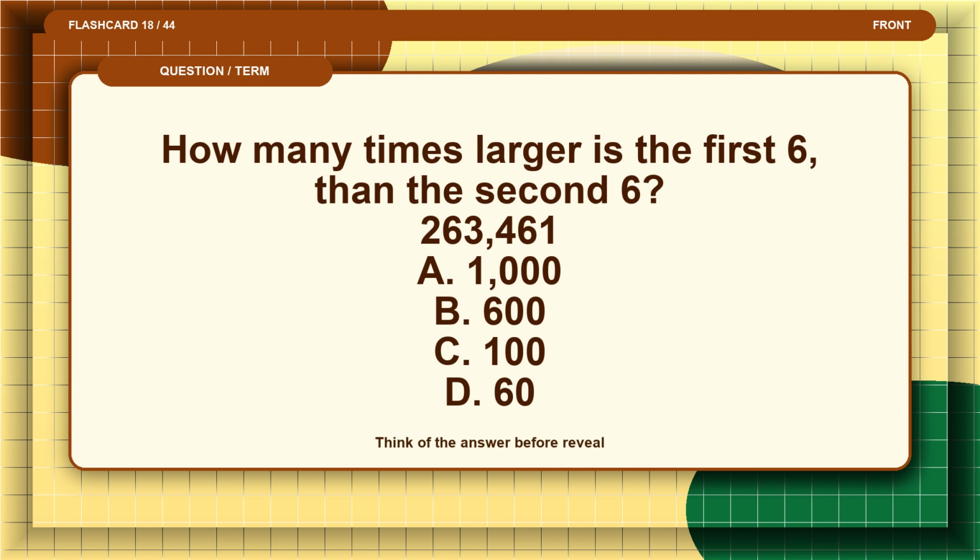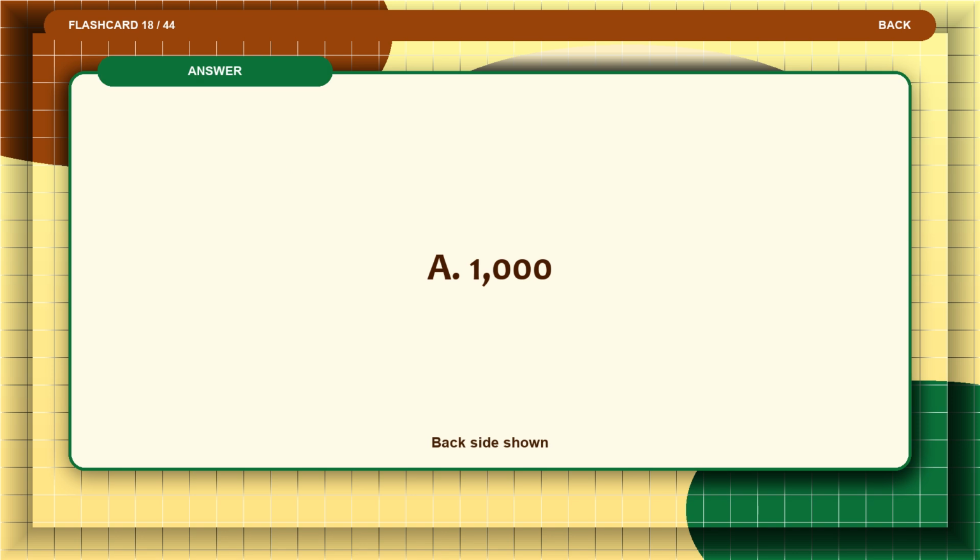Flashcard 18. How many times larger is the first 6 than the second 6? A. 1,000. B. 600. C. 100. D. 60. Think of the answer before the reveal. The answer is A.